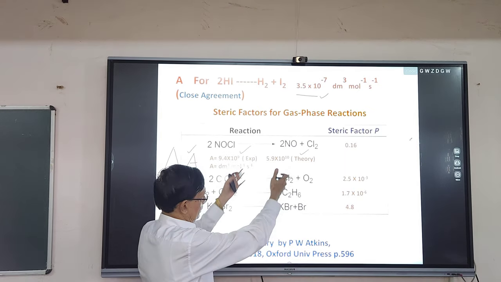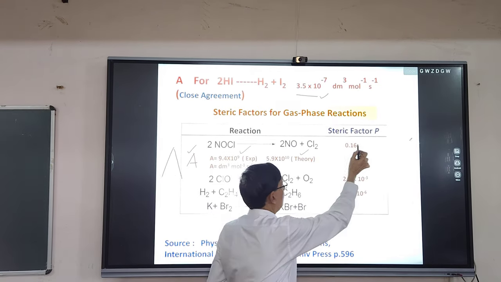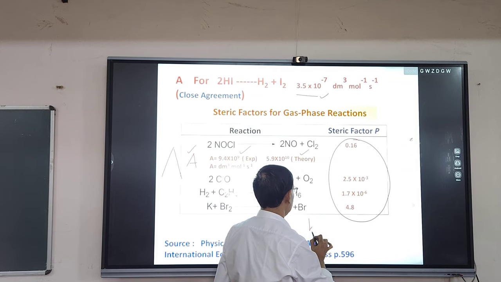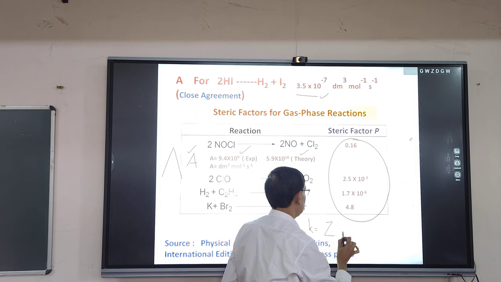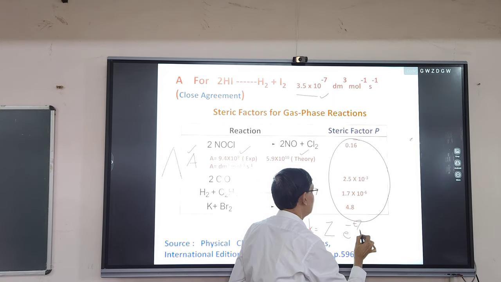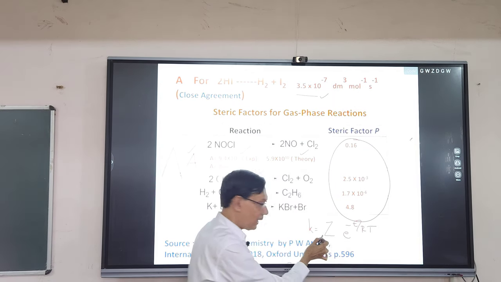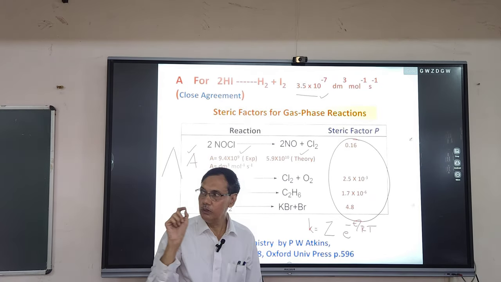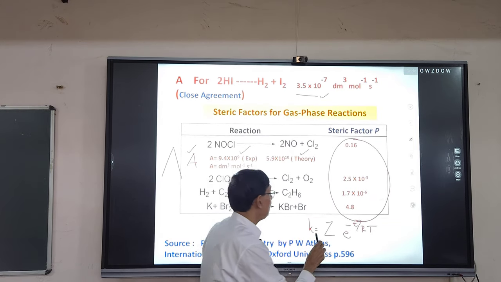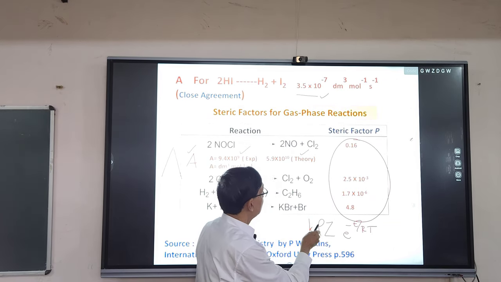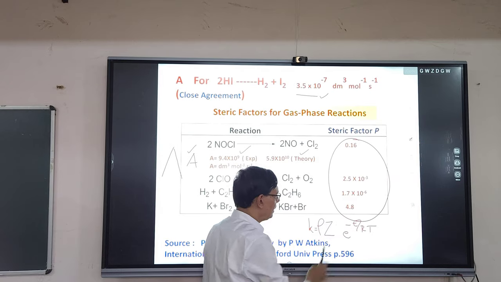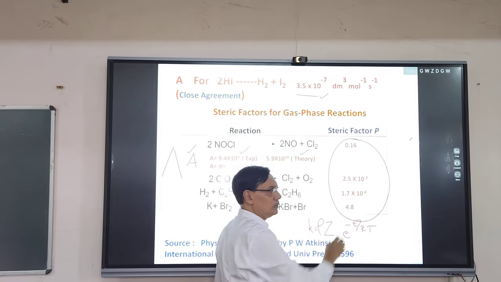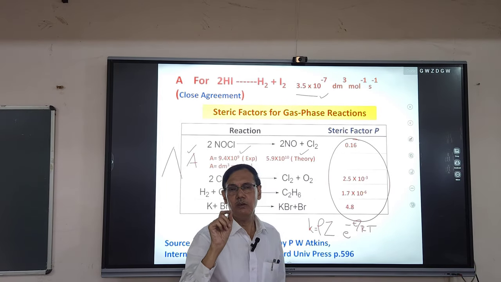So this is some example, and for that you see that everywhere there must be some steric factor. So therefore the formula is exactly the same. This is the final formula of the collision theory. Okay. So just because we are not getting the similar value, we have to introduce a certain factor, and that factor is the steric factor. You see here everywhere, all very less, 0.16, 4.8, 1.7 into 10 to the power minus 3. But proper orientation is required.